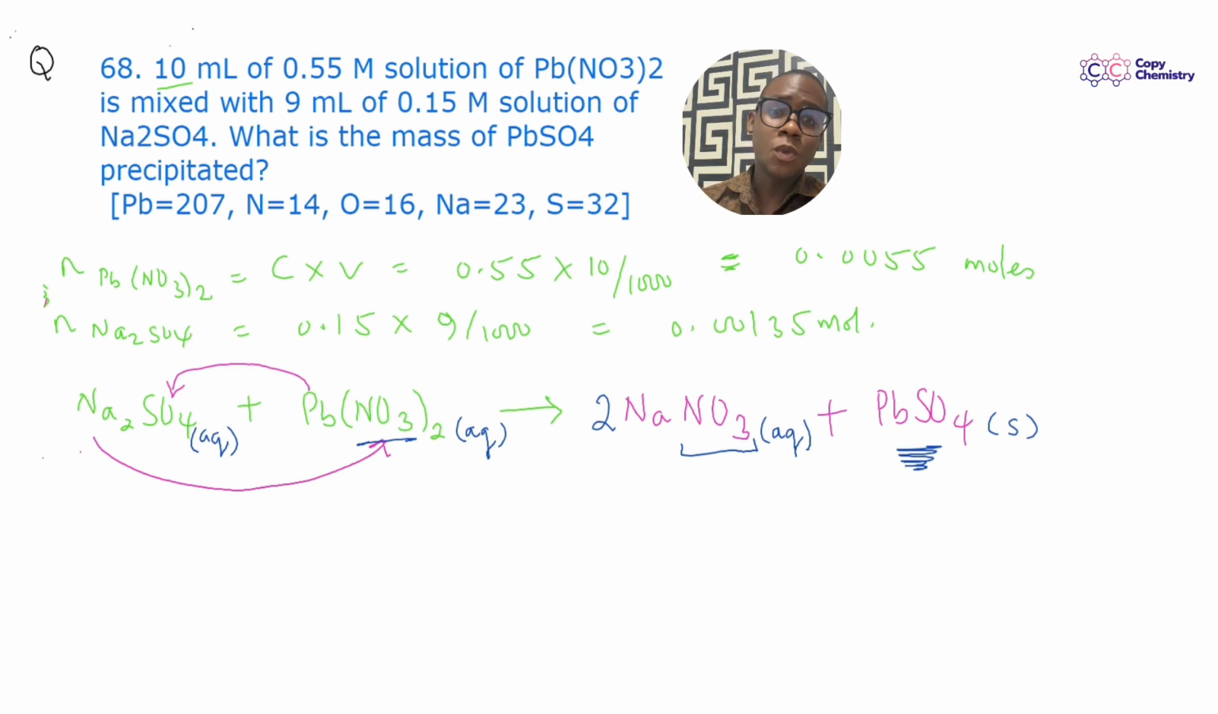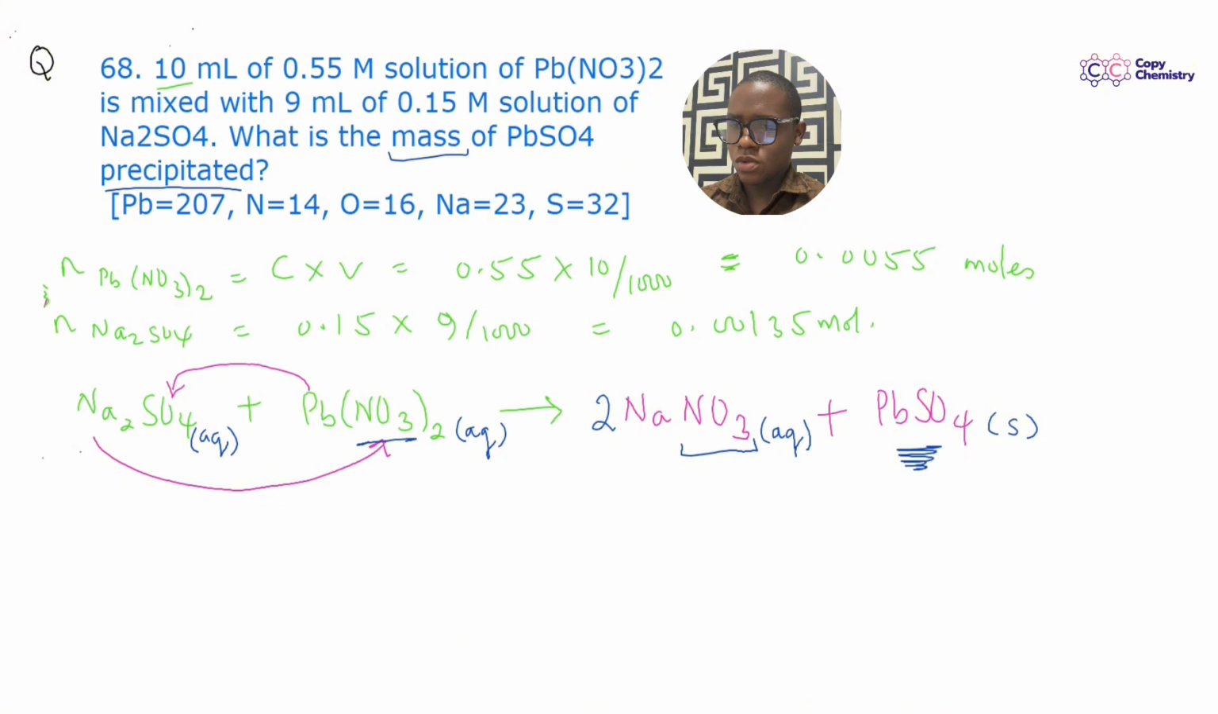for several reasons. Number one, the solubility rule, and then number two, they are telling you to get the mass that's precipitated, so you know it's going to be solid. Okay, right, our equation is fine. And if we want to realize the mass of lead sulfate that would be gotten, then we need to compare either the sodium sulfate with our lead sulfate or the lead nitrate with the lead sulfate. Okay, so it's either we compare those things.